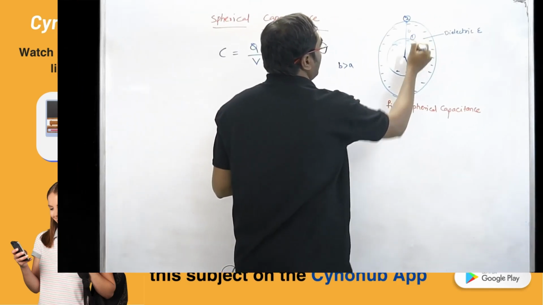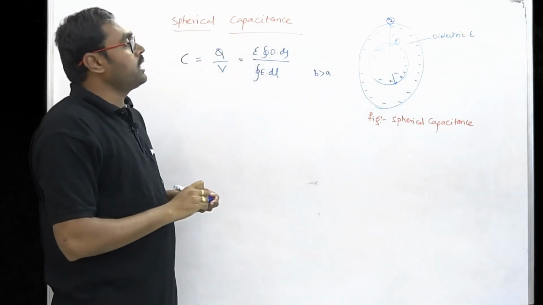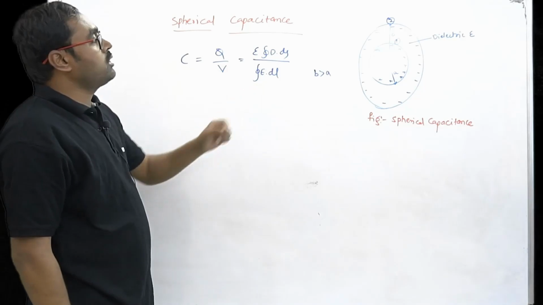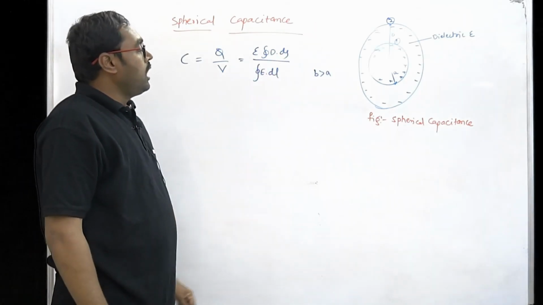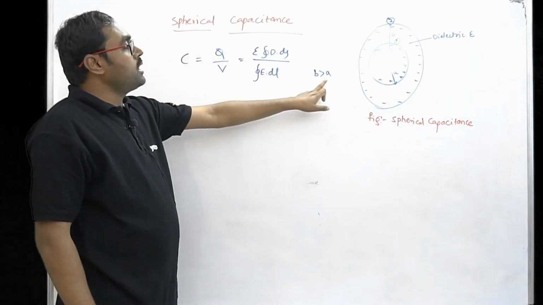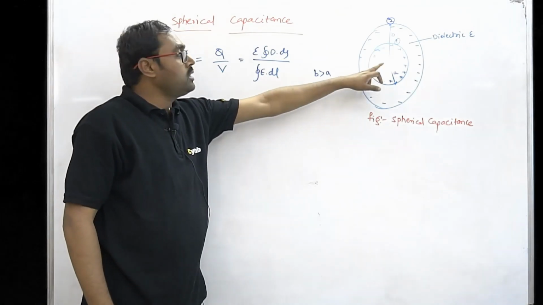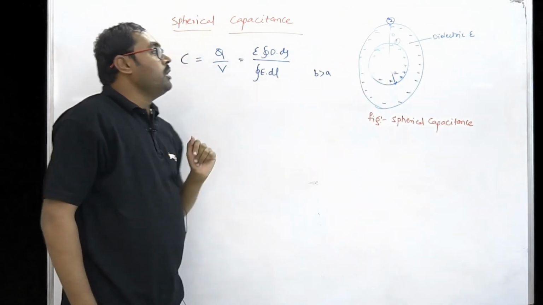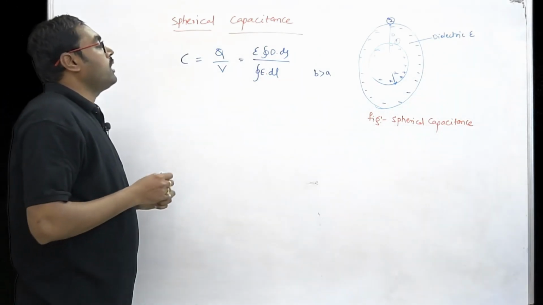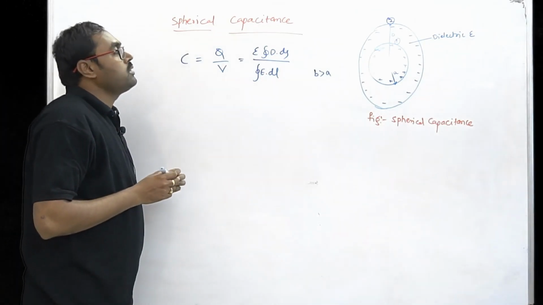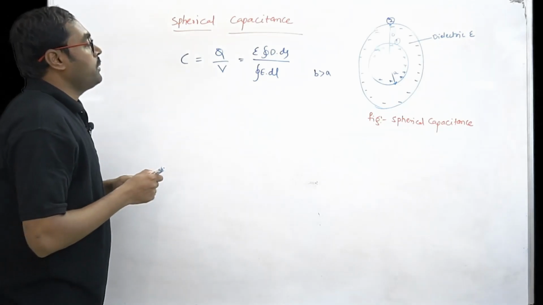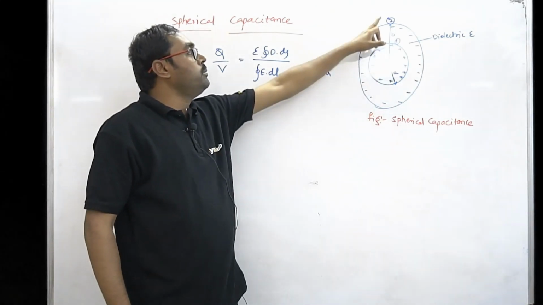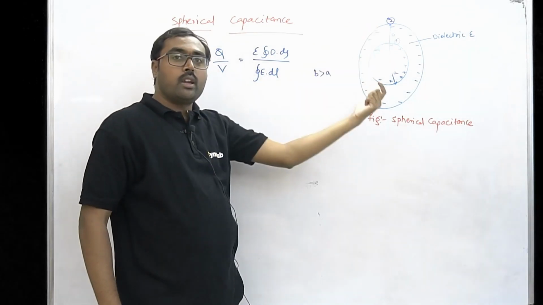This is the 2 and this is the 1. Wherever we find the integrations, we have to integrate from 1 to 2. That's why we take 1 and 2 here, and the condition is B greater than A, which means the inner conductor radius is A and the outer conductor radius is B. Based upon this, we have to find the capacitance, with A and B as radii in a spherical coordinate system.